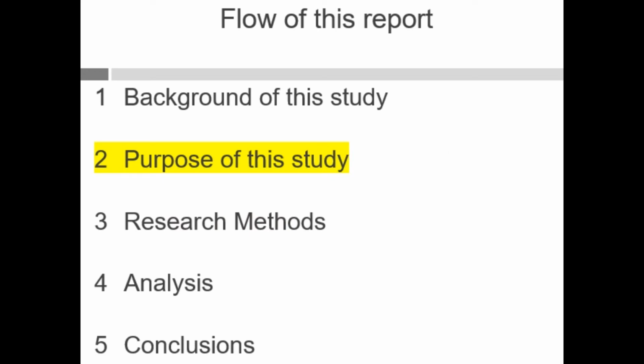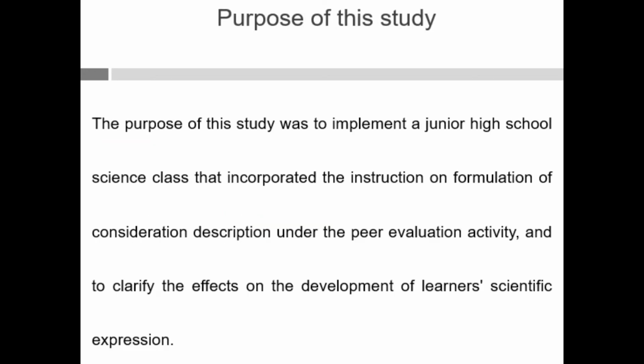This section describes the purpose of this study. The purpose of this study was to implement a junior high school science class that incorporated the instruction on formulation of consideration description under the peer evaluation activity, and to clarify the effects on the development of learners' scientific expression.